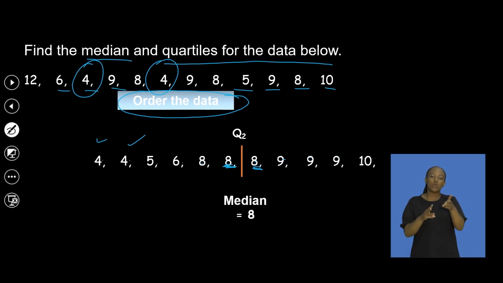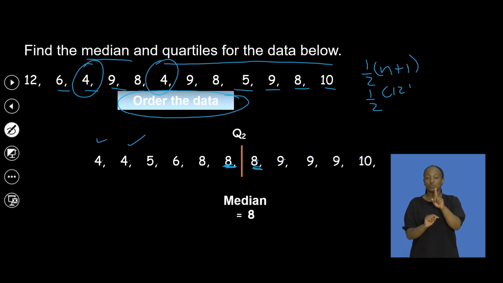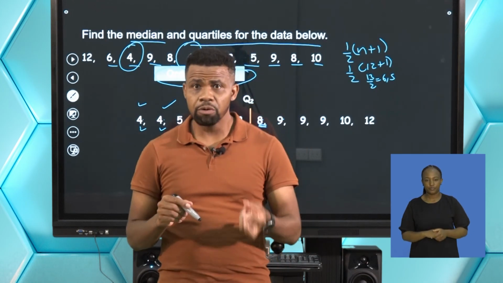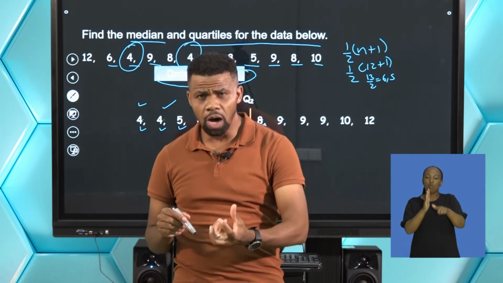Another way to find the position of the median is a half of n plus 1. What is n? The total data set. We have 1, 2, 3, 4, 5, 6, 7, 8, 9, 10, 11, 12. So it's 12 plus 1, which is 13 over 2, which is 6.5. Position 6.5 is the median. 1, 2, 3, 4, 5, 6, and 6.5 is there. How do we find that? 8 plus 8 divided by 2, we get 8. That's the median. How do we find the lower quartile?